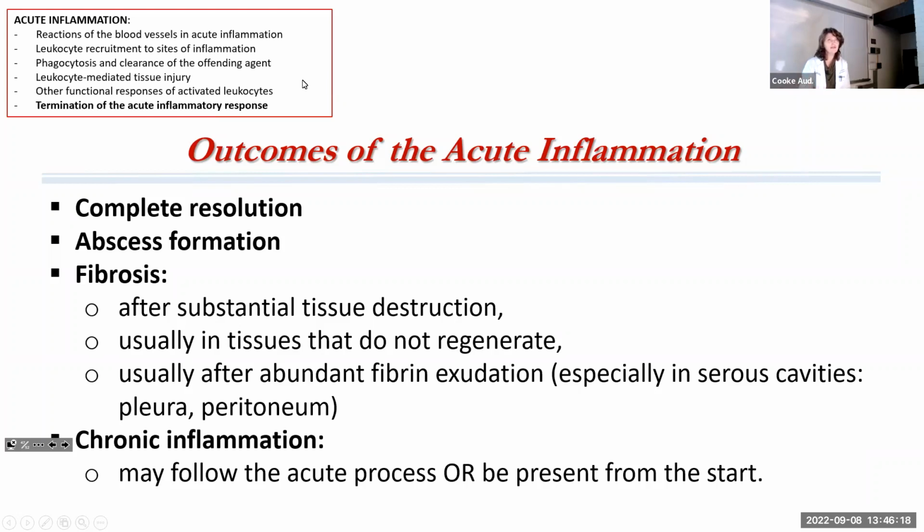You have to keep in mind that chronic inflammation may follow the acute process or can from the start be a slow, insidious process without this loud stage of an acute inflammation. Also, there are two other possible outcomes of an acute inflammation: abscess formation and fibrosis. In abscess formation, you will see a lot of pus with a lot of destruction of the tissue, and fibrosis usually follows after substantial tissue destruction. Usually you see this in tissues that do not regenerate, and usually after abundant fibrin exudation.